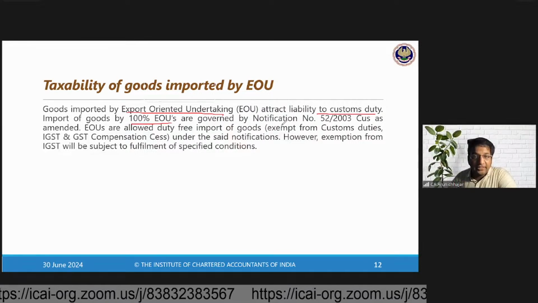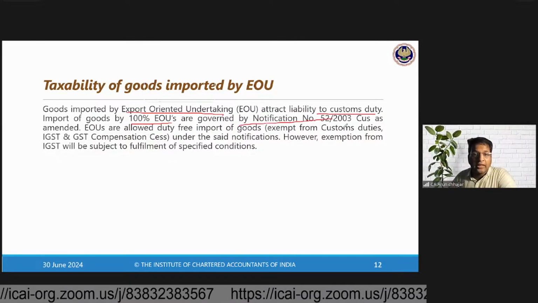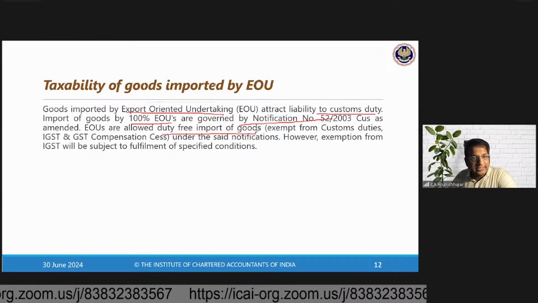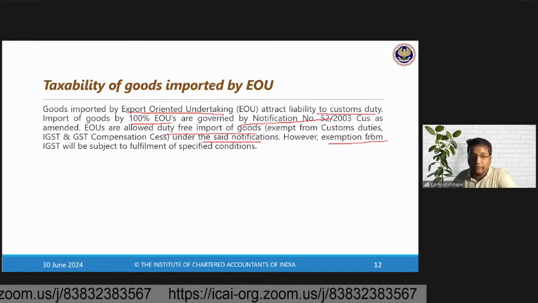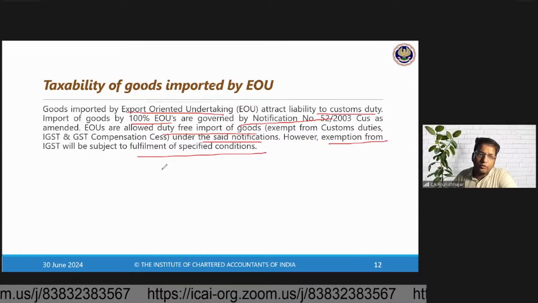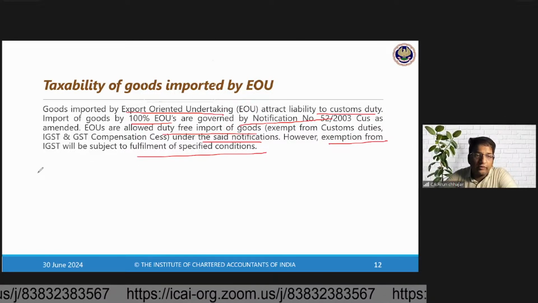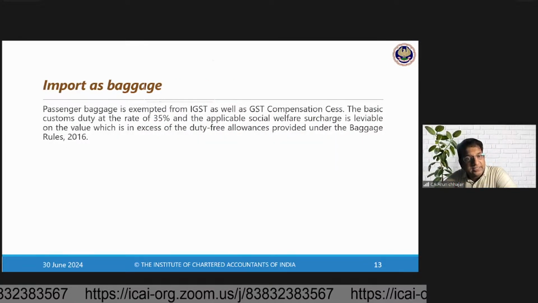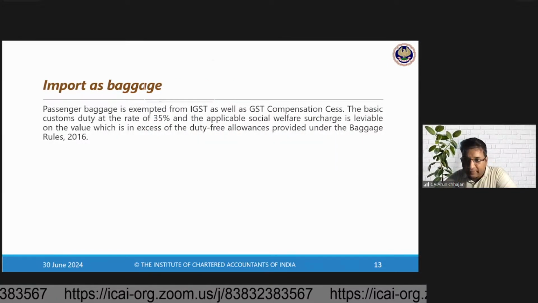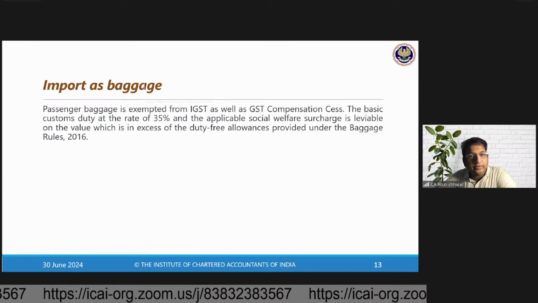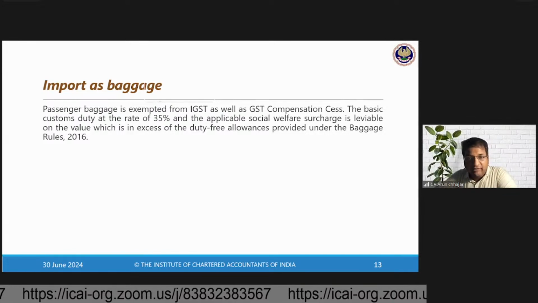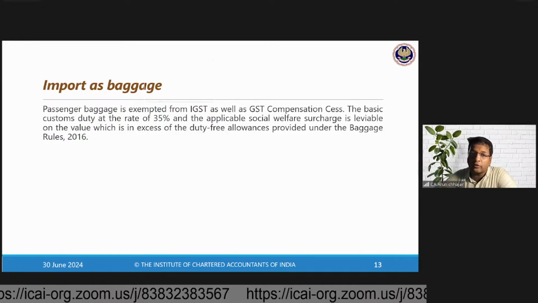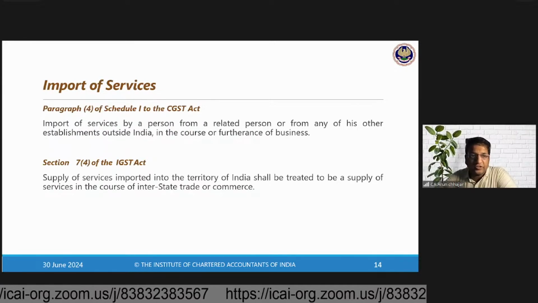Import of goods by a 100% EOU is governed by this notification and such units are allowed to import goods duty-free, exempted from customs duty, IGST and compensation cess under the said notification. However, exemption from IGST will be subject to fulfillment of certain conditions. Now, import as passenger baggage is exempted from IGST as well as compensation cess. The basic customs duty at the applicable rate and social welfare surcharge is leviable on the value which is in excess of the duty-free allowance provided as per the baggage rules.